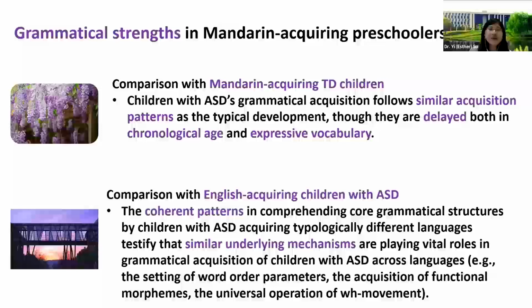So we find coherent patterns in comprehending core grammatical structures by children with ASD acquiring English and also acquiring Chinese, suggesting that similar underlying mechanisms may play vital roles in the grammatical acquisition of children with ASD across languages. Because of our time limitation, we cannot extend this point, but we think they may have knowledge of the setting of word order parameters, acquisition of functional morphemes, or universal operation of WH movement in their language acquisition.